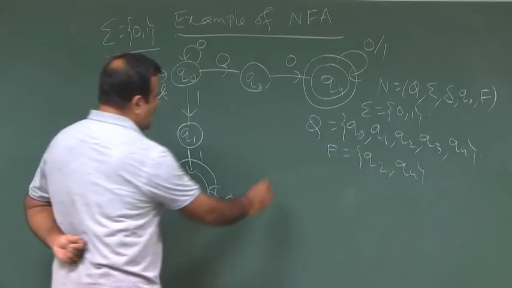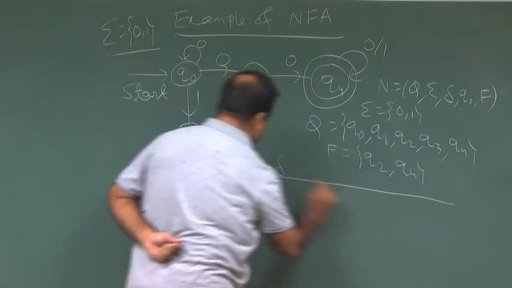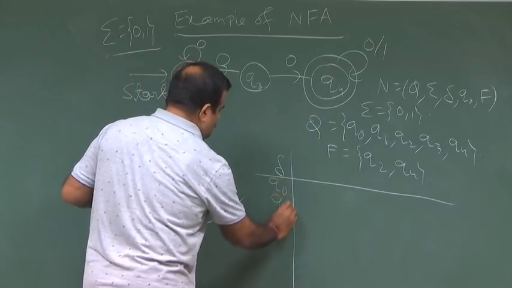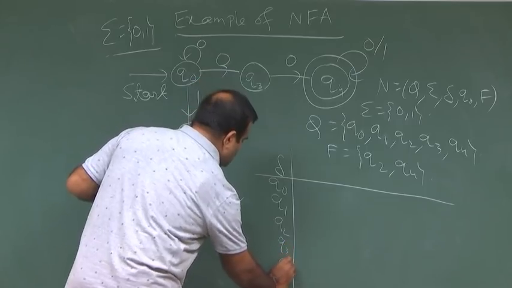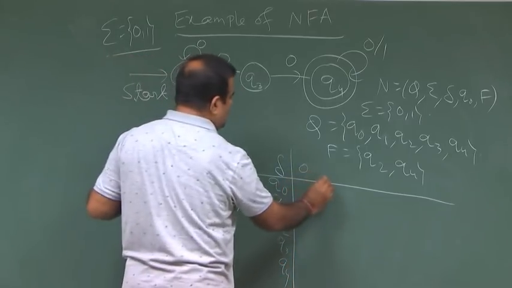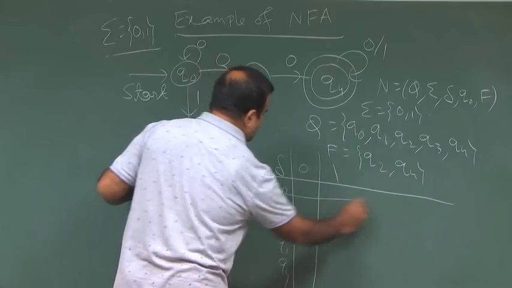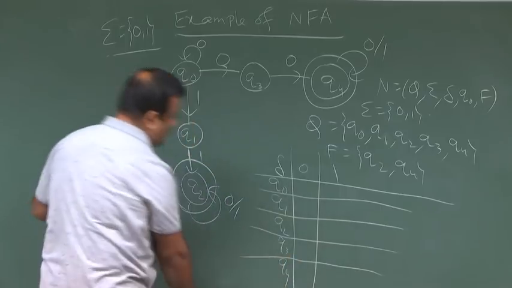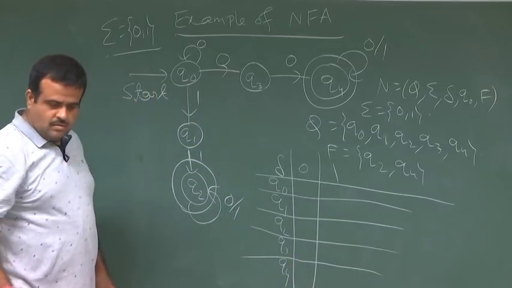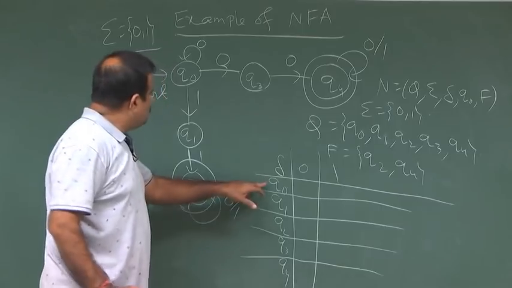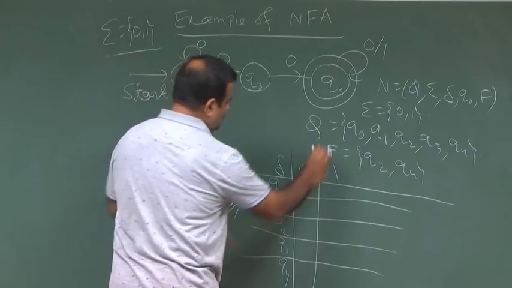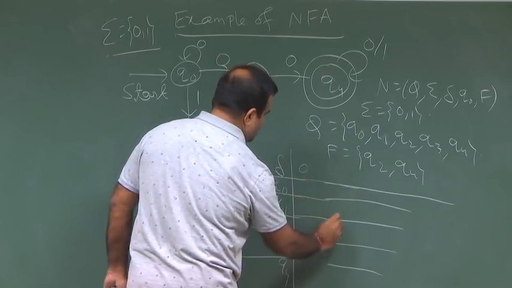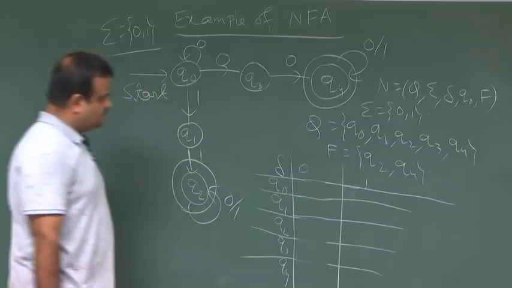Now, we have to define delta. So, the delta function is like this. These are the states q 0, q 1, q 2, q 3, q 4, and these are the inputs 0 and 1. Okay. So, we need some more space over here. You can put 1 over here.